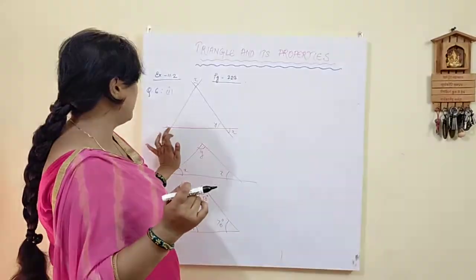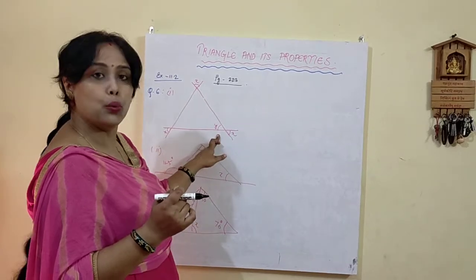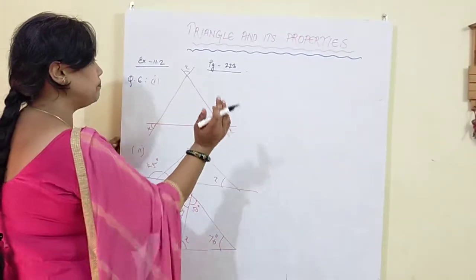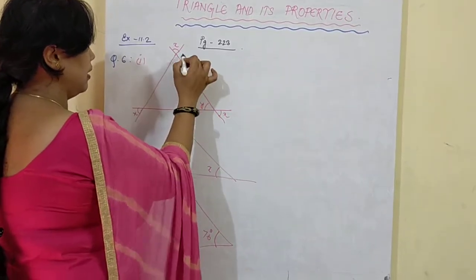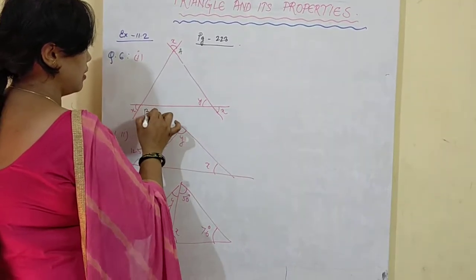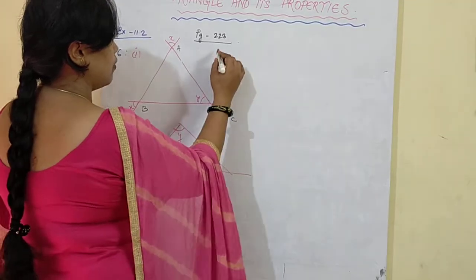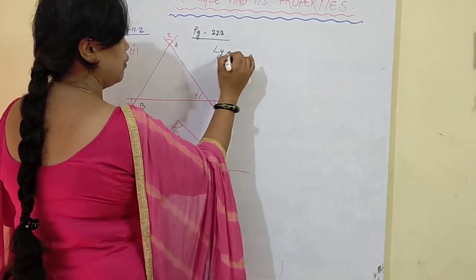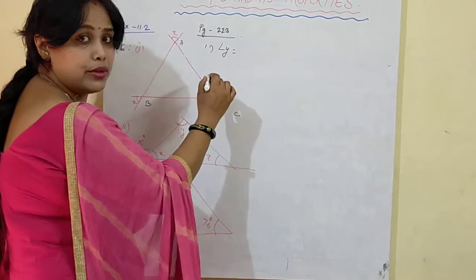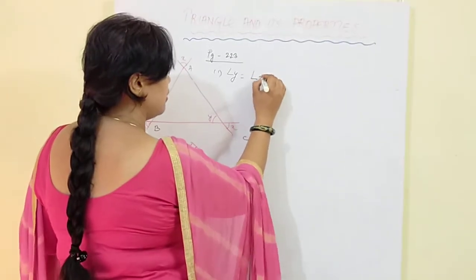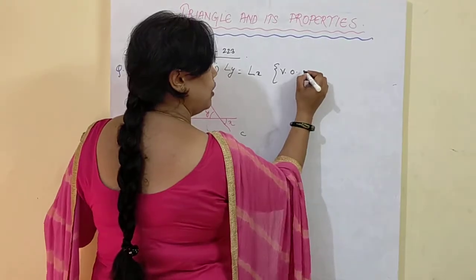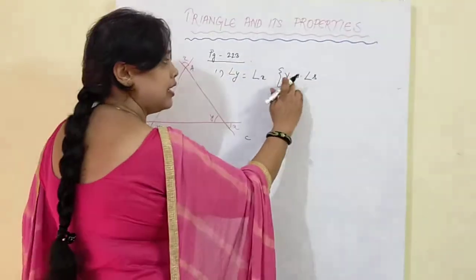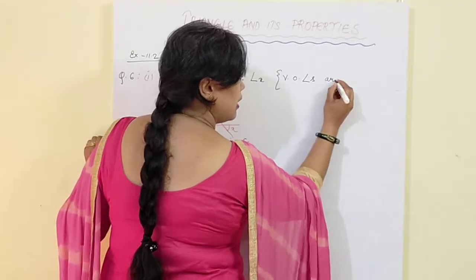So here you have to take out angle x and y. So here you see, angle x we will write here. Let's name it. So angle y is equal to, students please focus, angle y is equal to x. Reason, I am writing v.o. angles, that is, vertically opposite angles are equal.